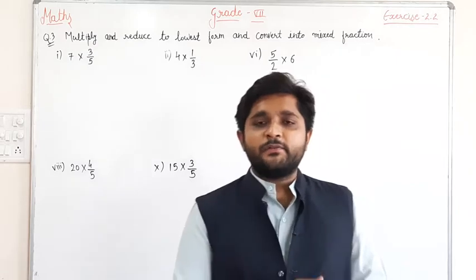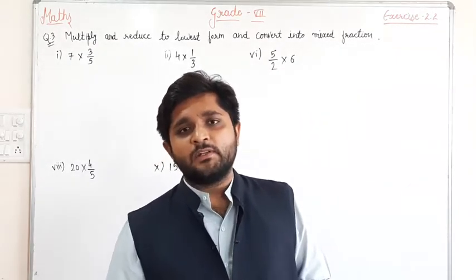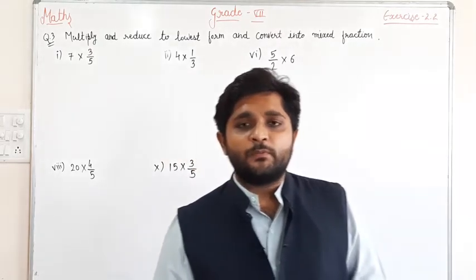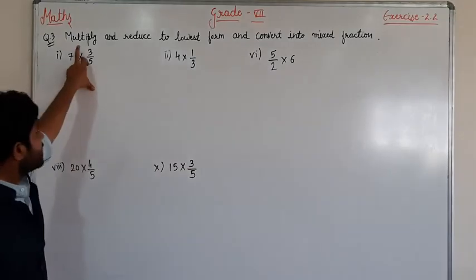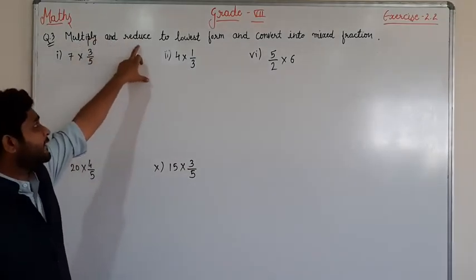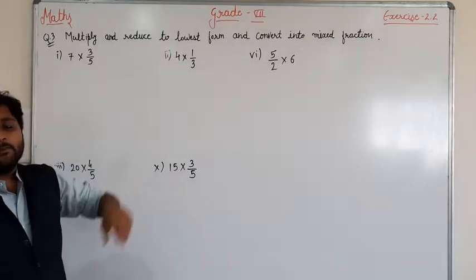In our last video, we finished exercise 2.2 till question number 1 and question number 2. So, let me start from question number 3. Question number 3 says: multiply and reduce to lowest form and convert it into the mixed fraction.